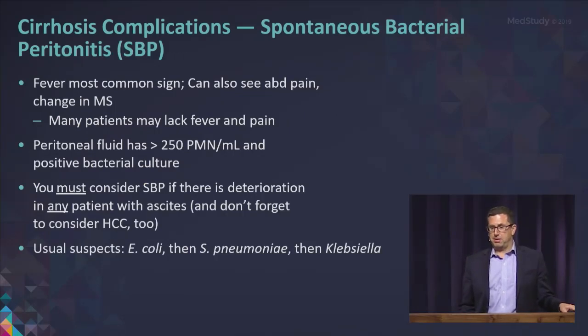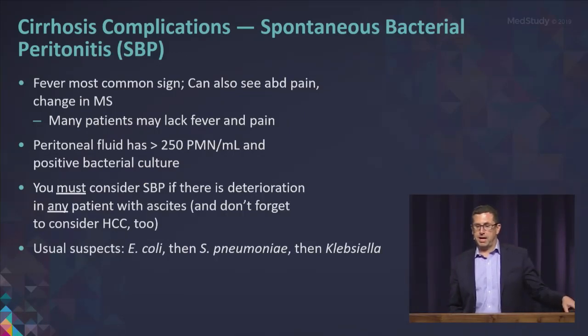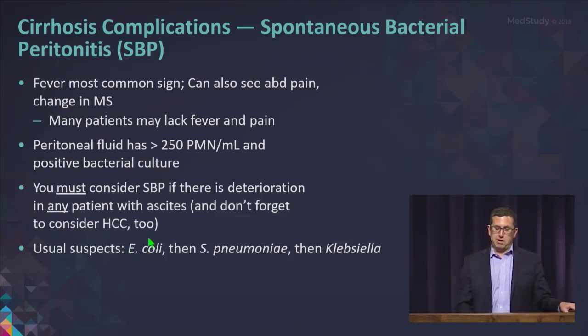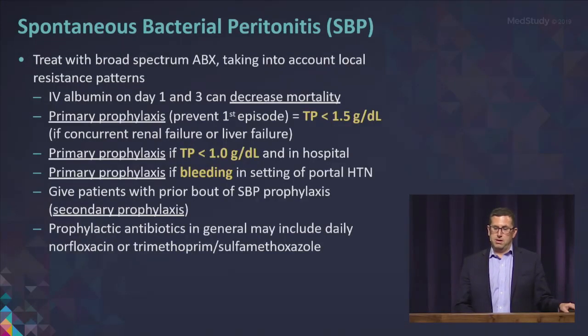Spontaneous bacterial peritonitis, the most common sign would be fever, but you could also see abdominal pain and change in mental status, although most patients may have none of these. A lot of patients will have no symptoms or signs. The key number here is a fluid neutrophil count greater than 250. You must consider SBP if there's deterioration in any patient with ascites, and the usual suspects are E. coli and other gut organisms.